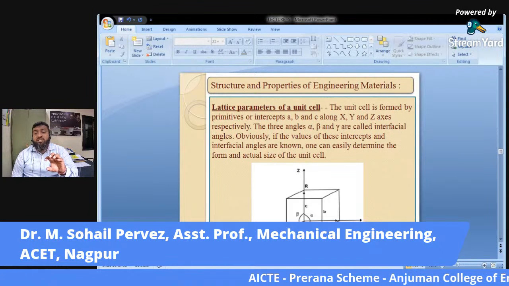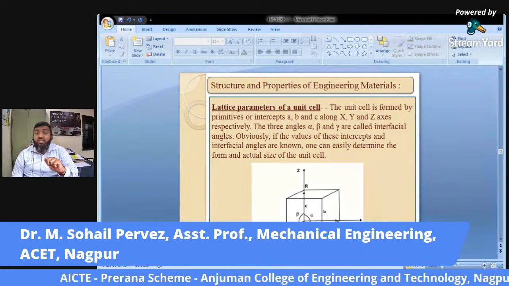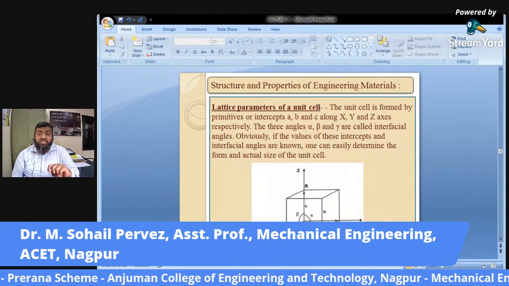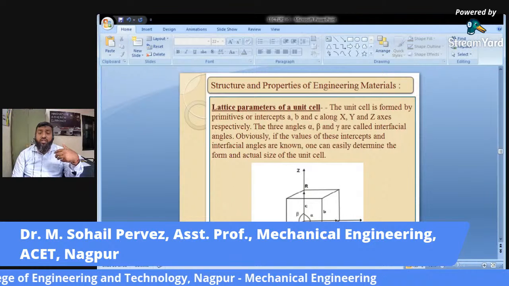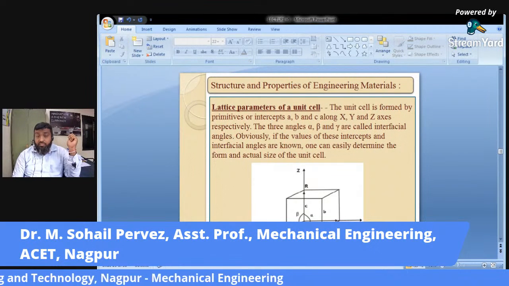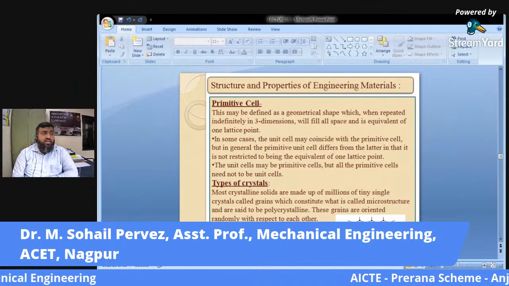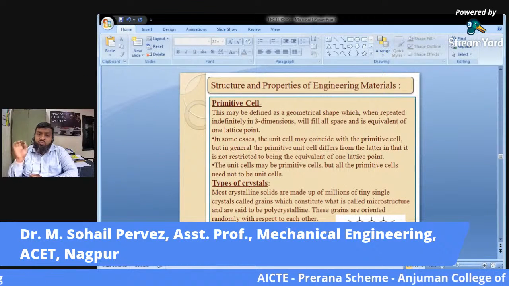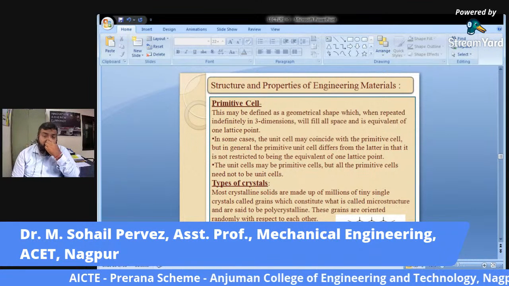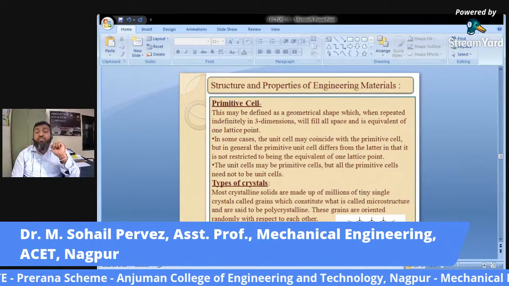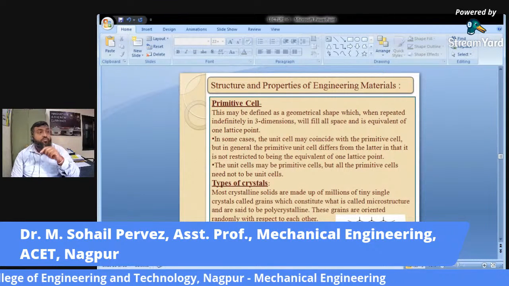So the primary task is to define the lattice, crystal lattice, unit cell, which we have already done, because in crystallography we have to learn all these things. Next thing, primitive cell. Again, primitive cell is the smallest geometrical shape. This may be defined as a geometrical shape which, when repeated indefinitely in 3 dimensions, will fill all the space and is equivalent of one lattice point.